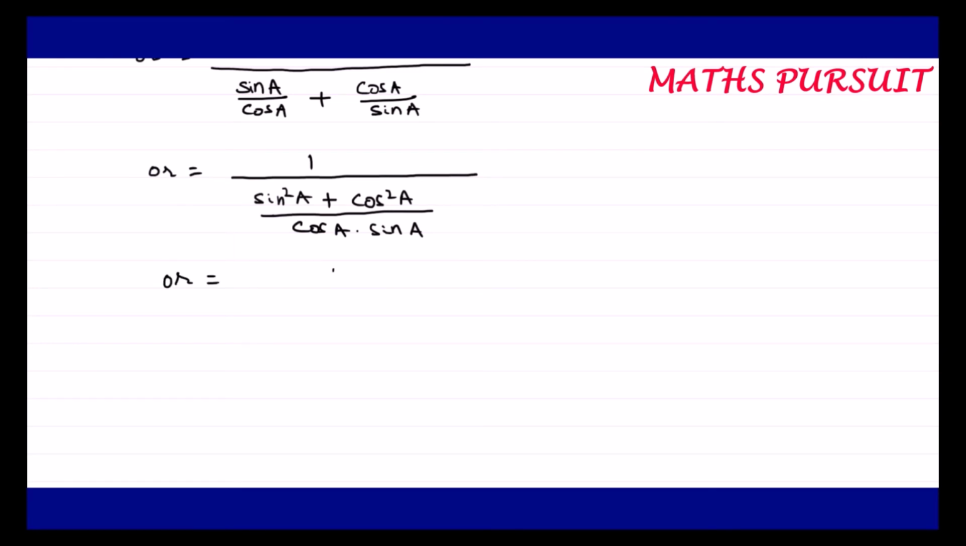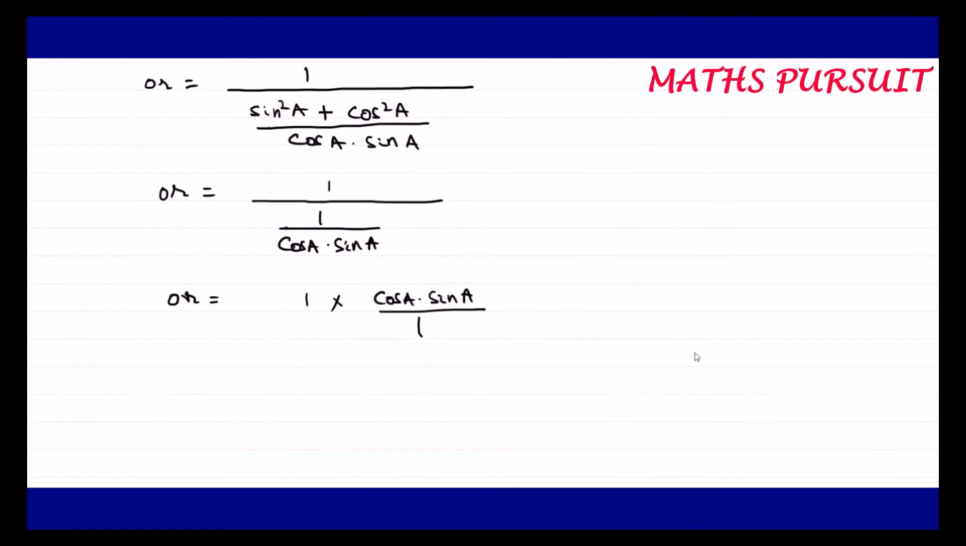Or that is equal to 1 upon, guys, sine square a plus cos square a. We very well know by this time that it is 1. 1 upon cos a into sine a. Or that is equal to 1 into cos a into sine a by 1. Just I reversed the equation because I'm multiplying the denominator here now. Hope guys, till here we are pretty clear. Or I can write the equation as cos a into sine a.